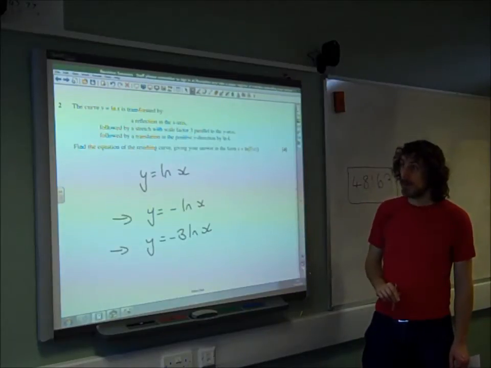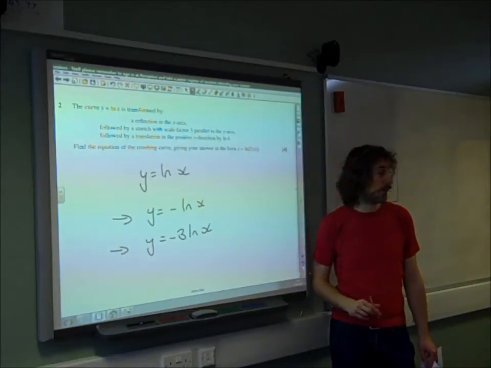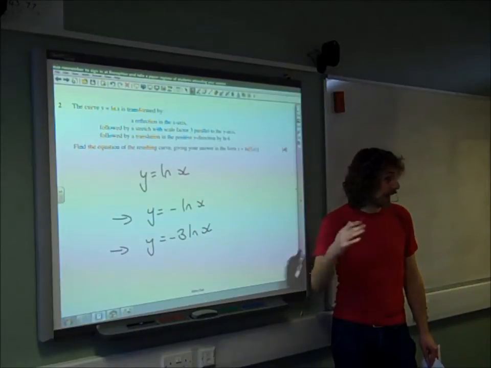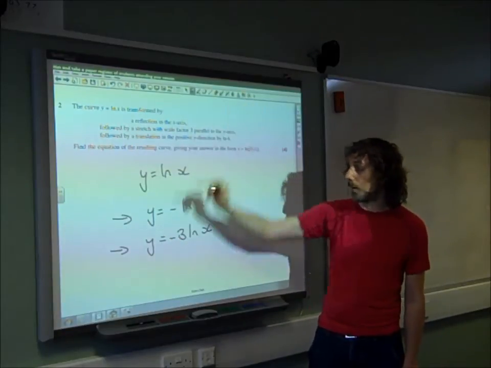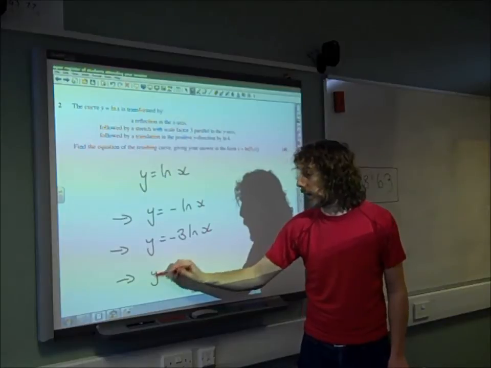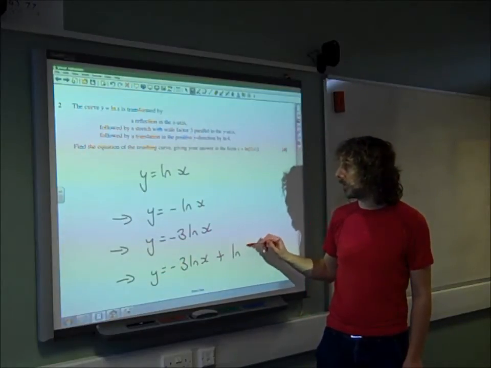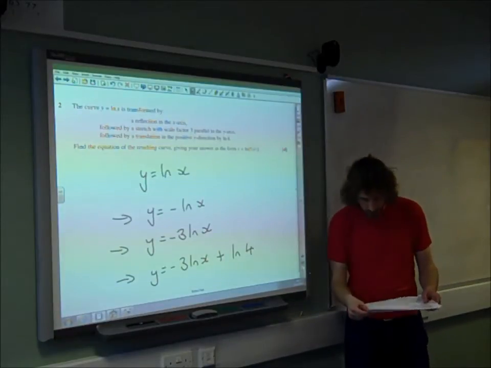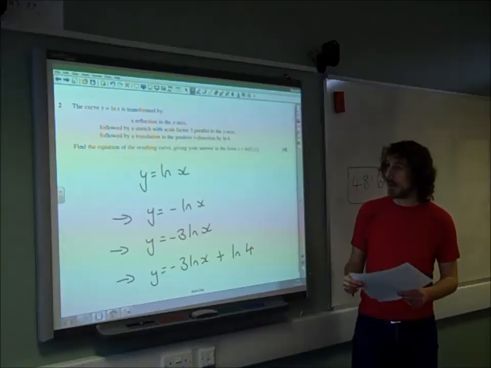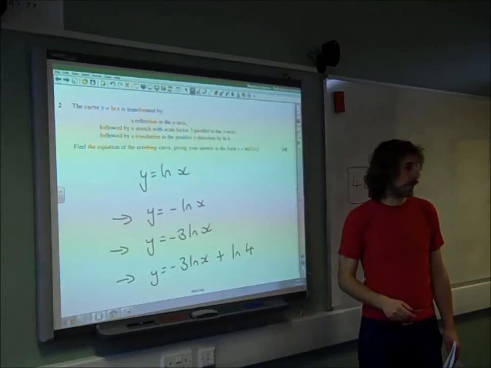So the third one, followed by a translation in the positive y direction by ln 4. That means you would add natural log of 4 to everything here to translate it up in the y direction. So the final thing is we have that plus natural log of 4. And actually all we've got to do now is, the question says, giving your answer in the form y equals natural log of some function of x.